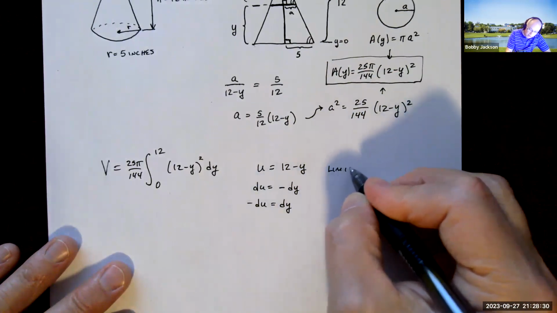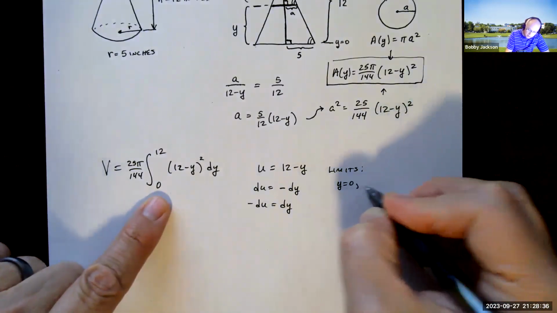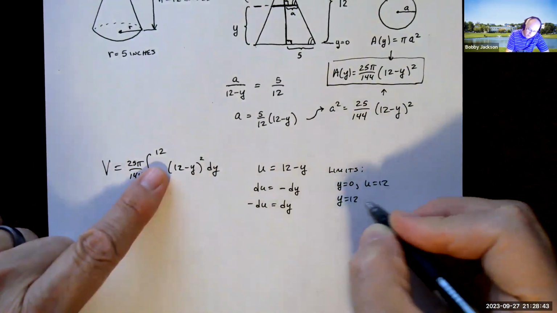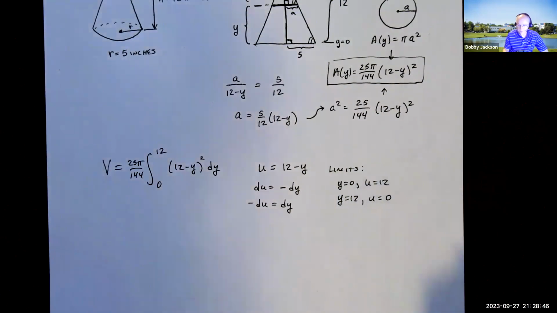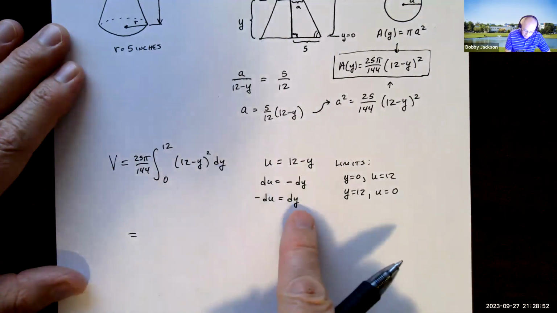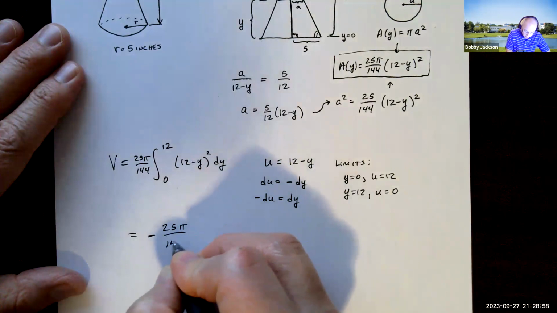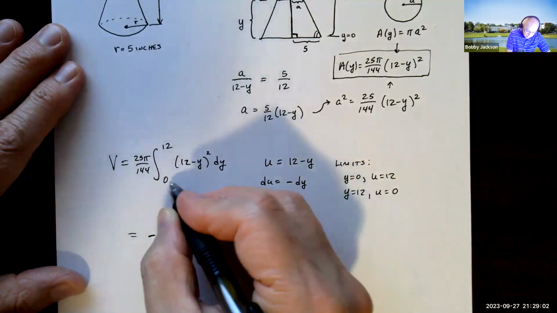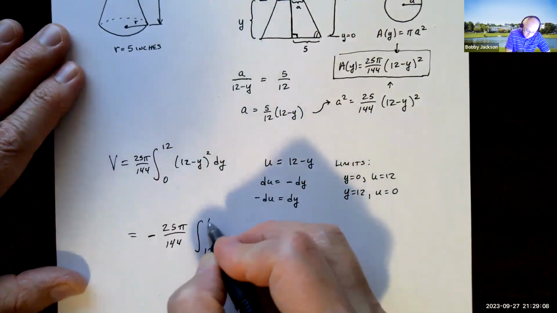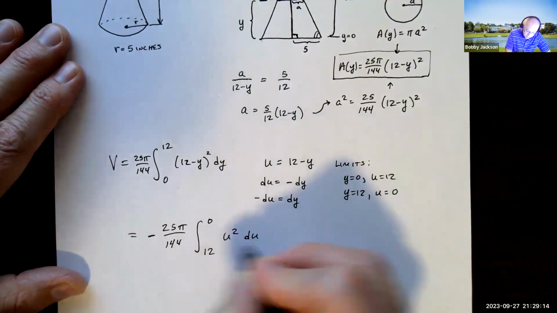And then also I'm going to change my limits, because I'm going to go to this new variable. The old limit was y equals 0. And if I plug in 0 for y, I get u is 12. And when y is 12, the upper limit, the value of u is 0. And so this integral becomes, the dy is the negative du, so we'll pull the negative out there. You still have the 25 pi over 144. And then we're integrating from 0 to 12, but now when y is 0, u is 12, and when y is 12, u is 0, so we're integrating from 12 to 0. 12 minus y is u, and again, dy was negative du.